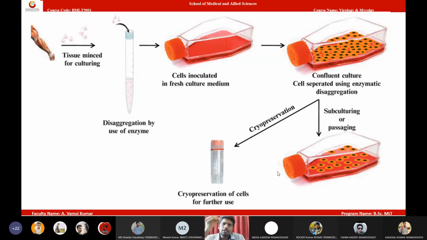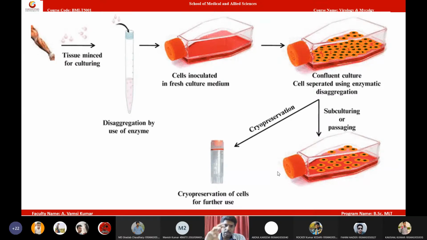The major challenge is they will only stay alive for not more than 20 days. After 20 days, they will die. And some viruses need more than 1 month for their replication. That is the major problem of tissue cultures. And we don't have any other thing.